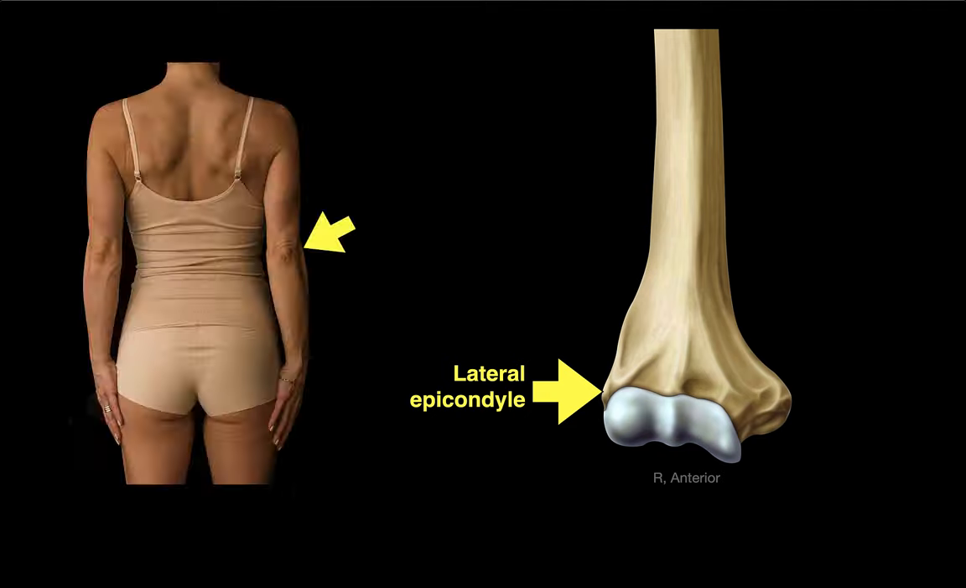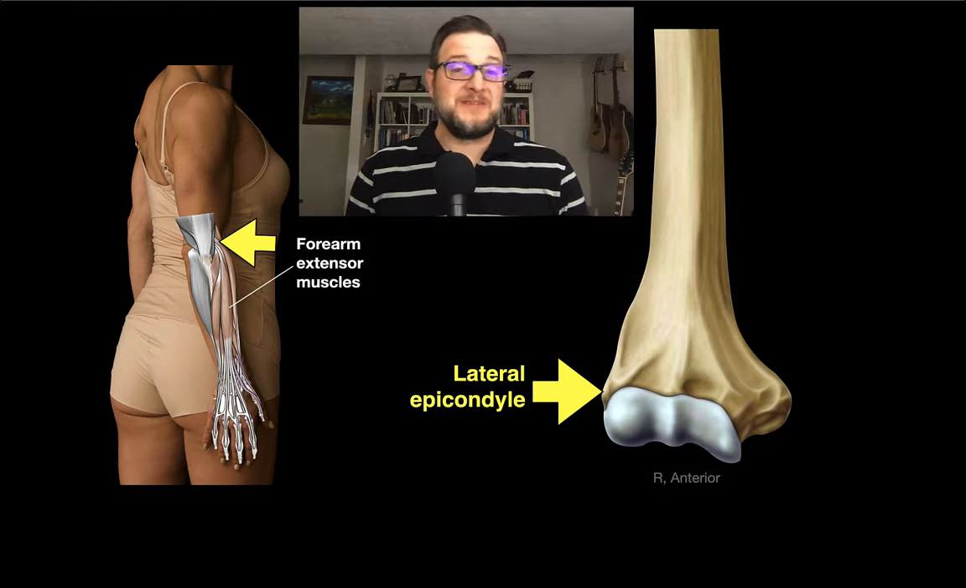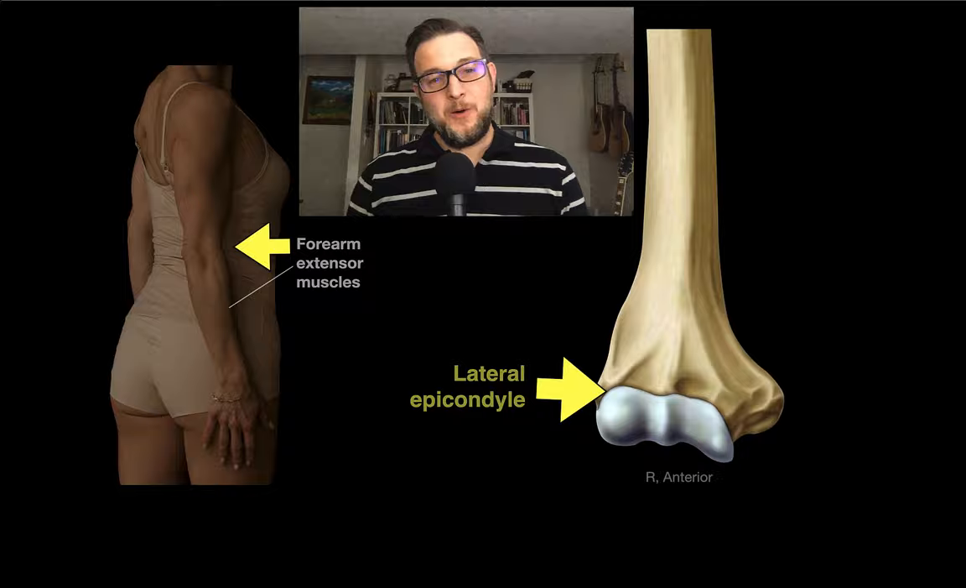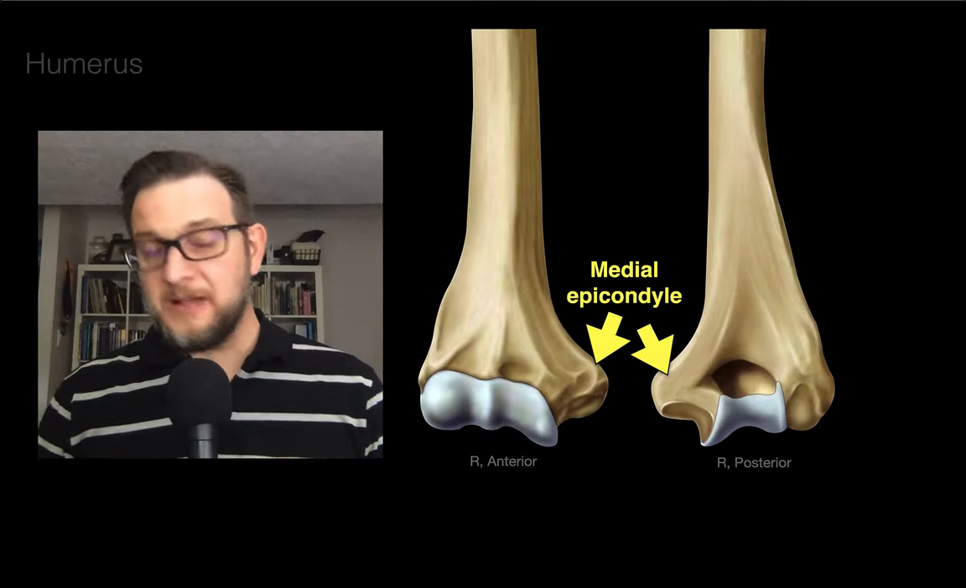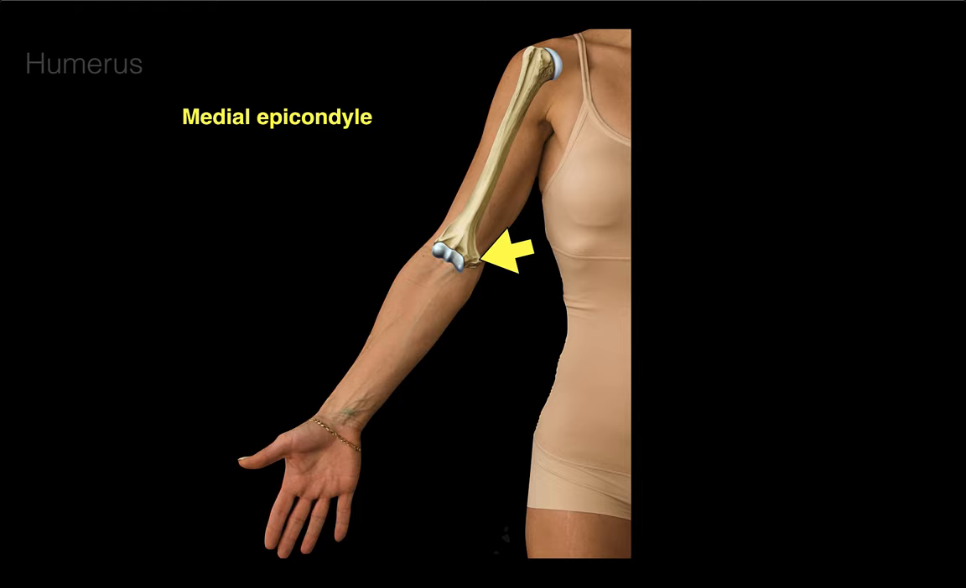Now that lateral epicondyle is there in surface anatomy, and it serves as an origin for our forearm extensor muscles, primarily the muscles on the back of your forearm. Now the medial epicondyle is much bigger, more prominent, and it's on the medial side of the distal humerus, and it serves as an attachment for many of the forearm flexor muscles.